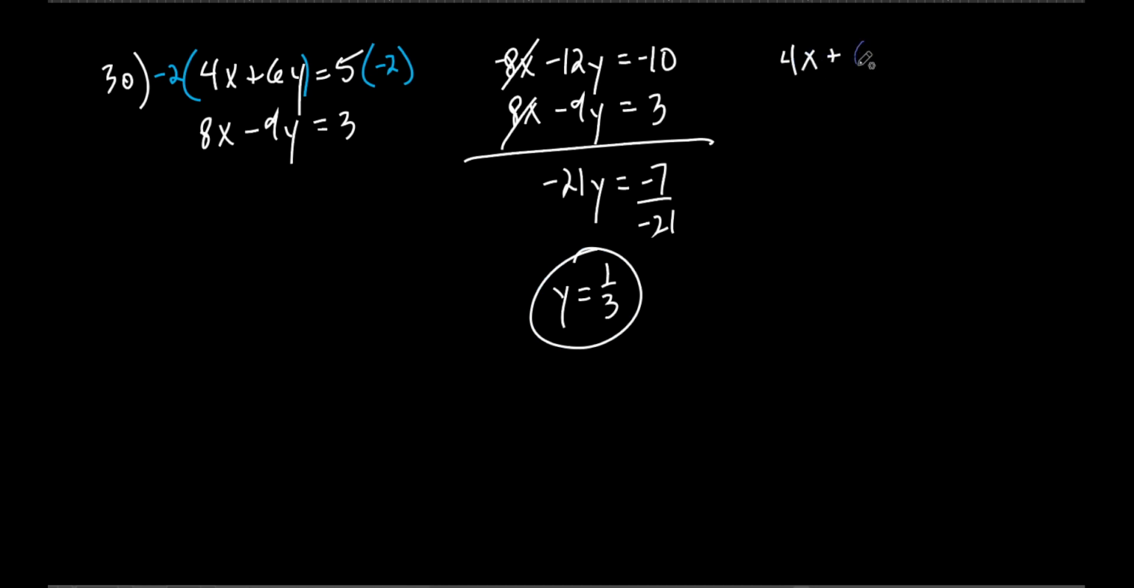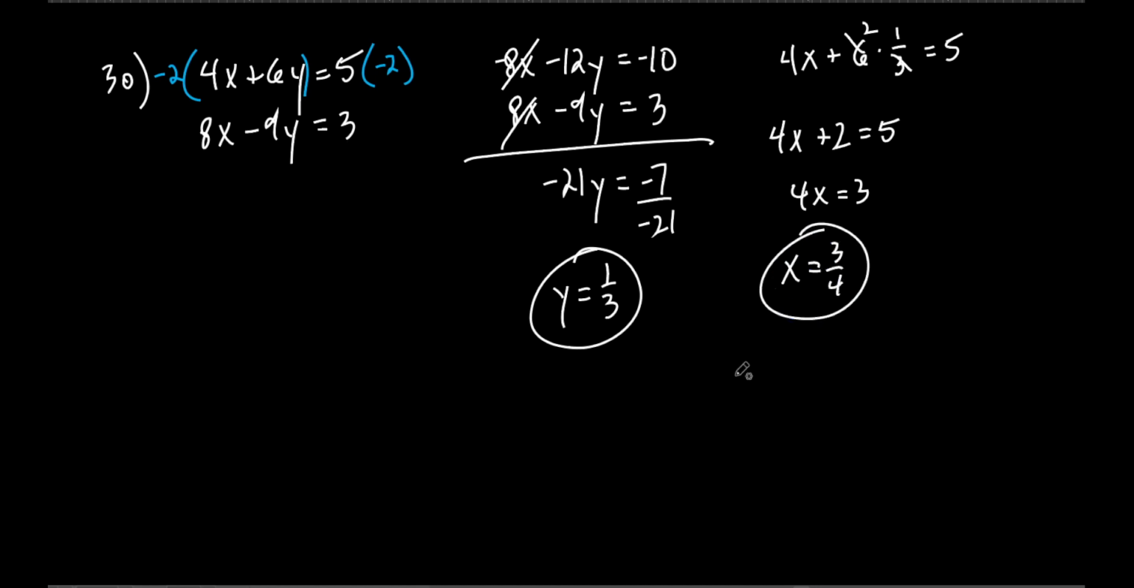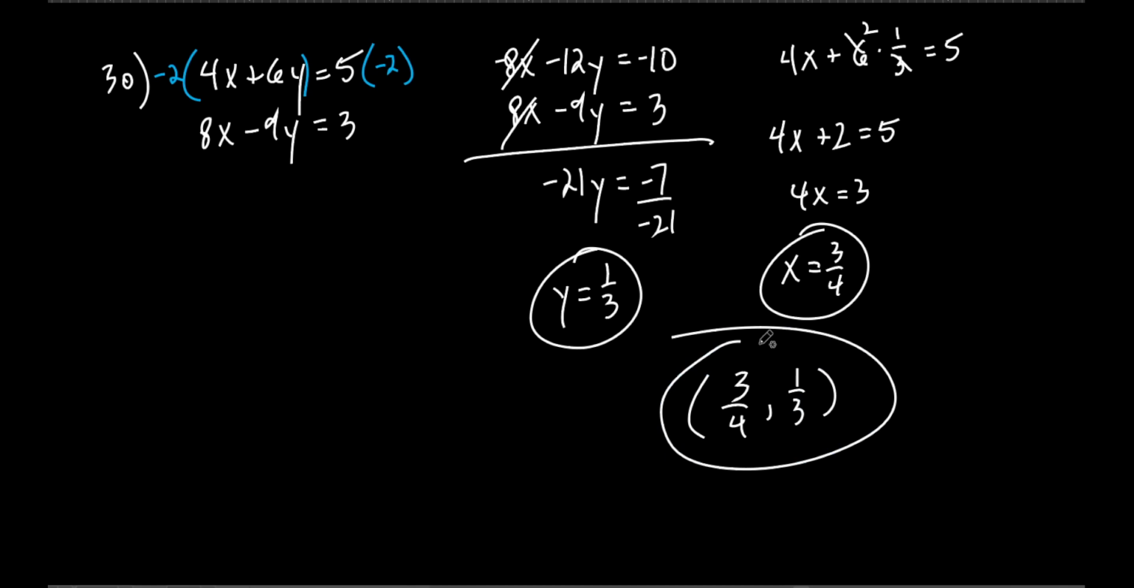4x plus 6 times y, which is 1/3, equals 5. All right, so I got 4x. What happens here? That 3 goes into that, what, twice? So plus 2 equals 5. Subtract 2. 4x equals 3. Divide by 4. X is 3/4. There you go. Easy as that. Oops. 3/4, comma, 1/3. Is that the answer I gave you? Everybody good with this? Yeah, this is a piece of cake now, isn't it?